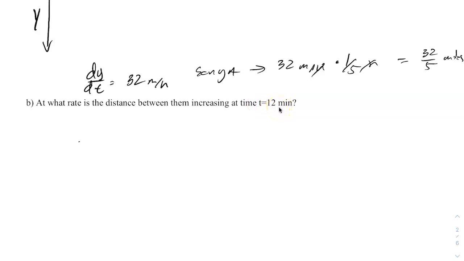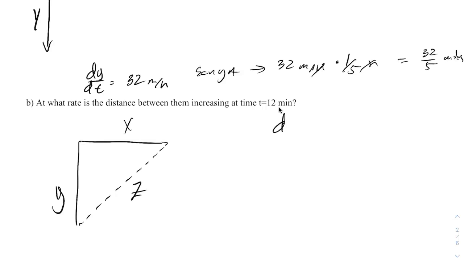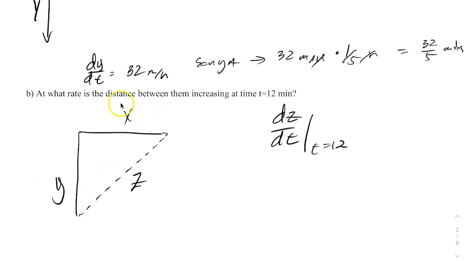So now we have to go back to our picture. And we're looking for this. Let's call this z. And the question is, at what rate is it increasing? So what's dz/dt at time equals 12? So that's the question there. So I need an equation that puts all these together.